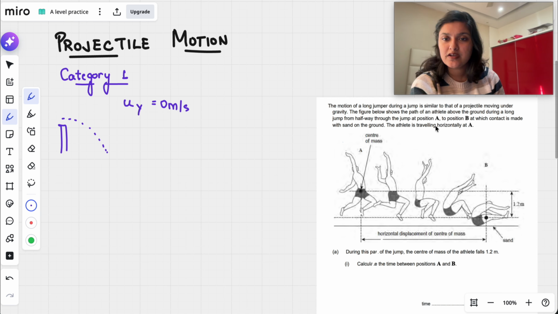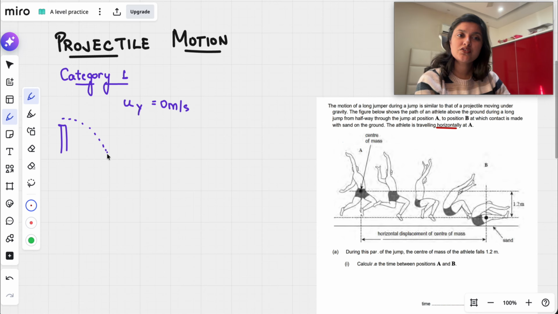Now, how do we know from the question that it's a category 1 question? If you look at the question, they use the word horizontally. Horizontally actually means that the projectile is launched with 0 initial vertical velocity.